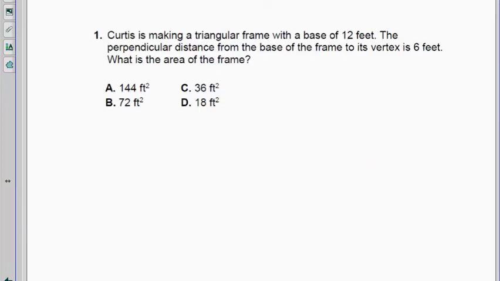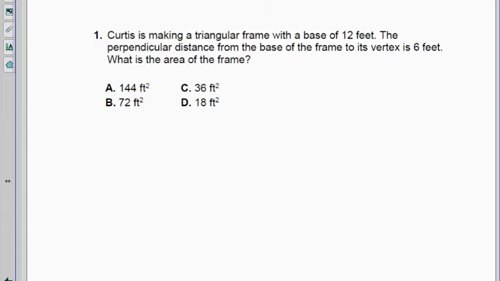Curtis is making a triangular frame. I don't know why you'd make a triangular frame, but that's what Curtis is doing. It has a base of 12 feet, and the perpendicular distance, that's at a right angle, from the base of the frame to its vertex is 6 feet. We want to know the area of that frame.